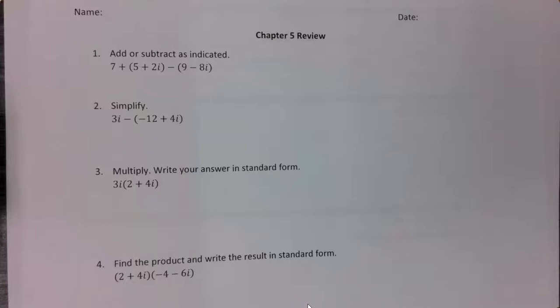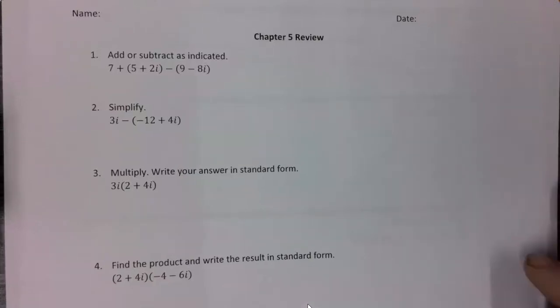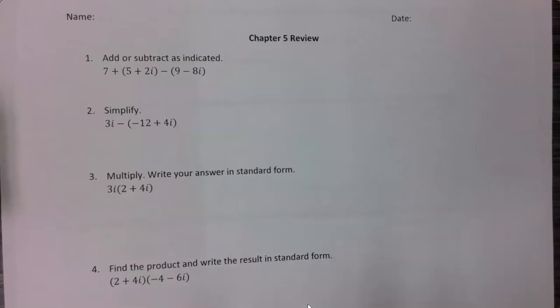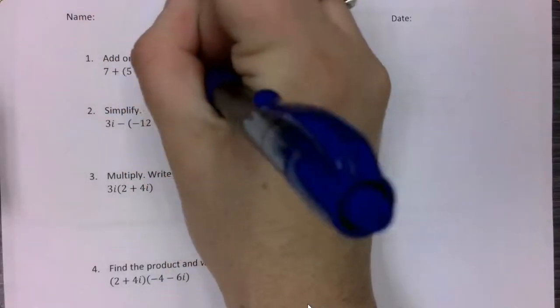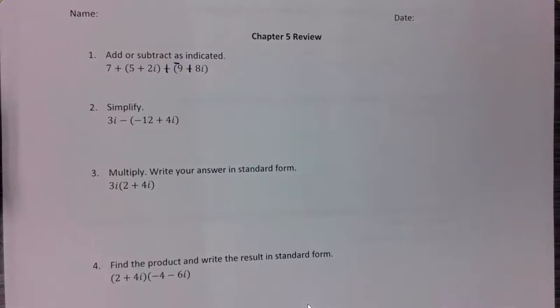Alright, so in this video I'm going over the chapter 5 review. The first question wants me to add or subtract as indicated. There is a negative sign right here, so I want to first go ahead and distribute that out. So I'm going to change all of the signs after that negative sign. Then I want to combine like terms.